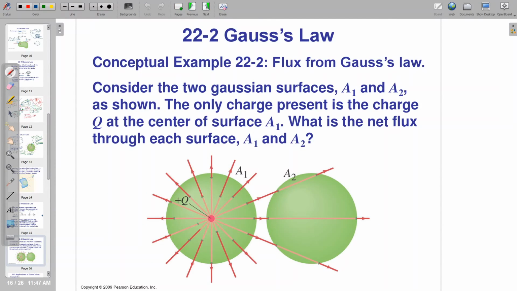All right, so here's a great conceptual example. Say that you are considering two different mathematical surfaces, A1 and A2, and the only charge present is the charge Q at the center of surface A1. What is the net flux through each surface, A1 and A2, which exist side by side, but remember only A1 has the charge Q inside of it? I want you to pause the video and think about this yourself, write it down, and then hit play, and I'll explain it.